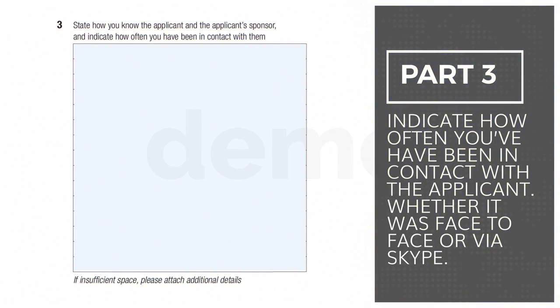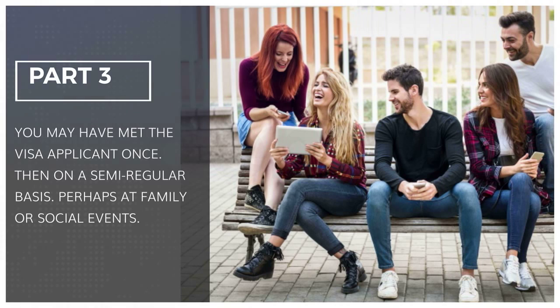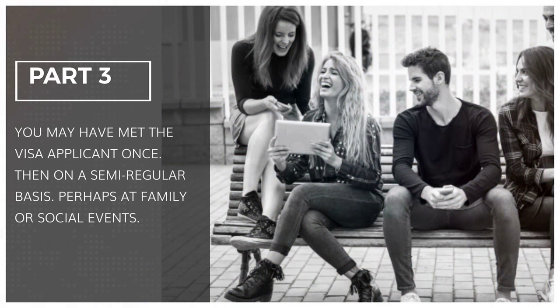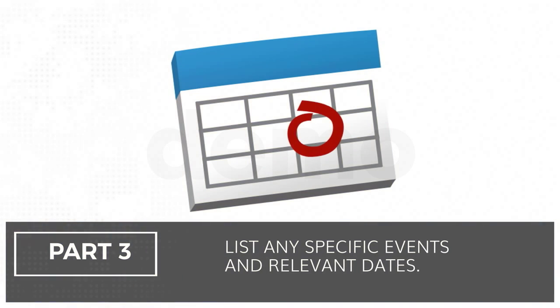In providing such an answer, you may choose to indicate that you've been in frequent communication with them since first meeting, whether that's on a face-to-face basis or, again, through the use of Skype communications or any equivalent methods. Alternatively, the case may be that you've only met the visa applicant once and then have since been in contact with them on a monthly or semi-regular basis, perhaps catching up at family or social events with mutual friends once every few months since then, or whatever the case may be in the circumstances. If you could list any specific events that occurred on relevant dates that you can recall, that would be helpful.